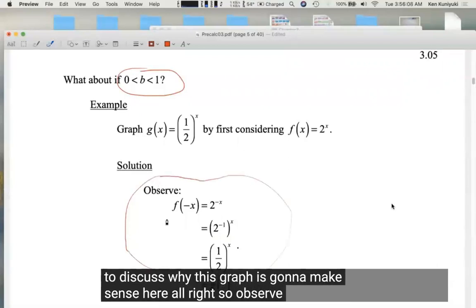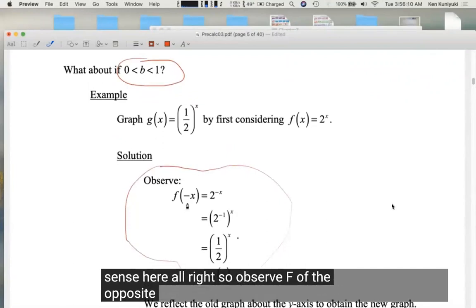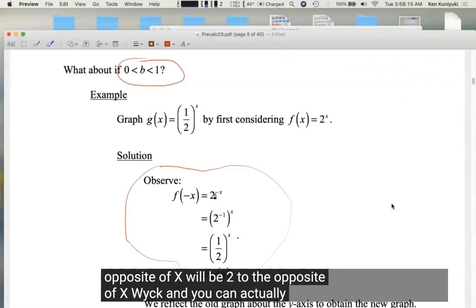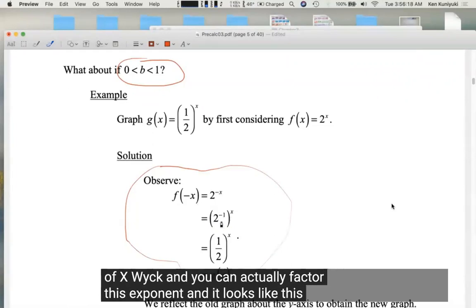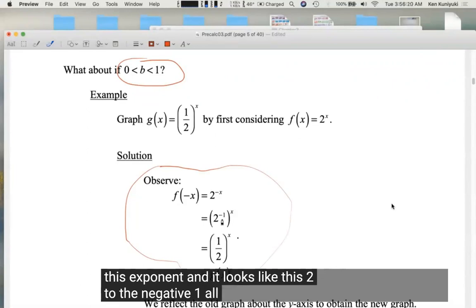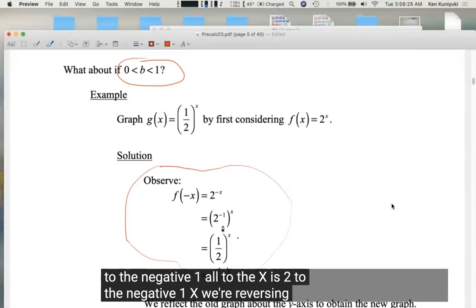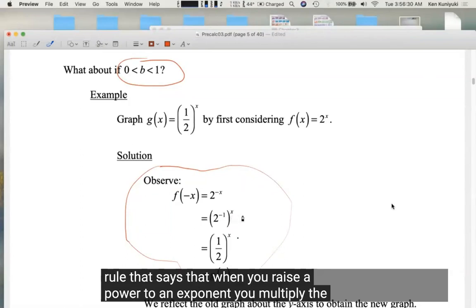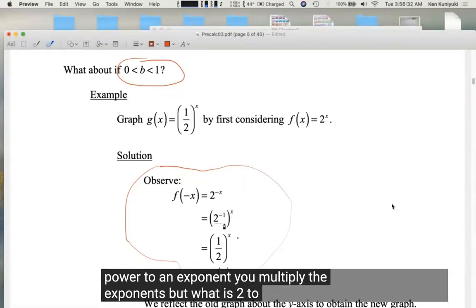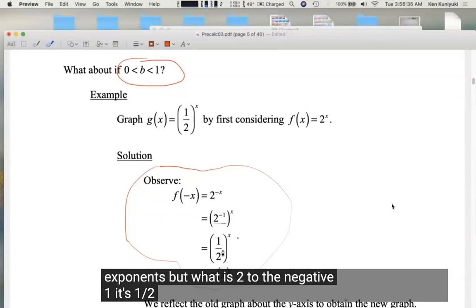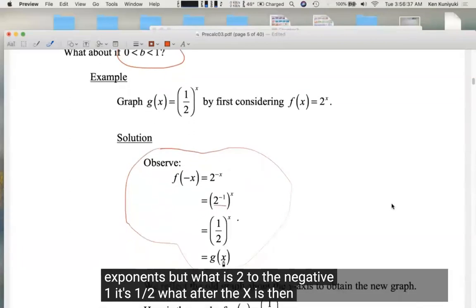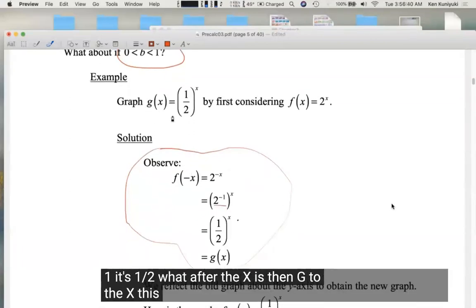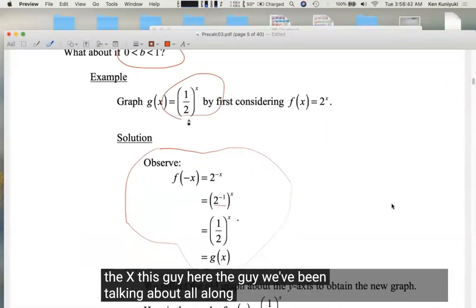All right, so observe, f(-x) will be 2^(-x), and you can actually factor this exponent, and it looks like this. (2^(-1))^x is 2^(-1x). We're reversing the rule that says that when you raise a power to an exponent, you multiply the exponents. But what is 2^(-1)? It's 1/2. (1/2)^x is then g(x). This guy here, the guy we've been talking about all along.